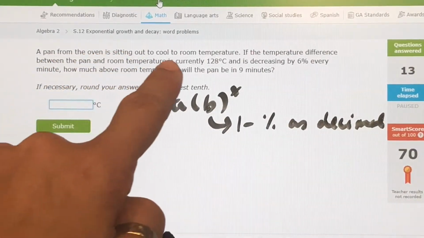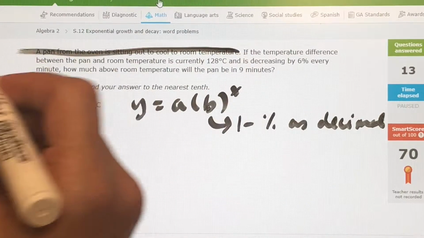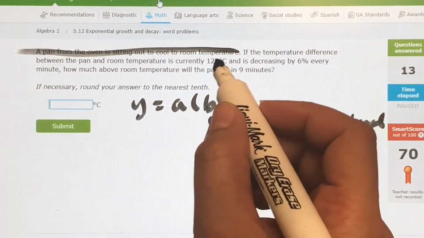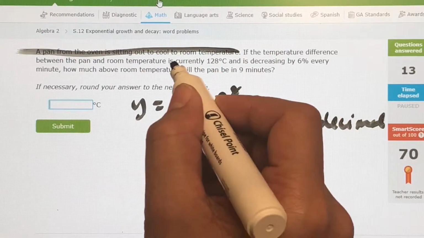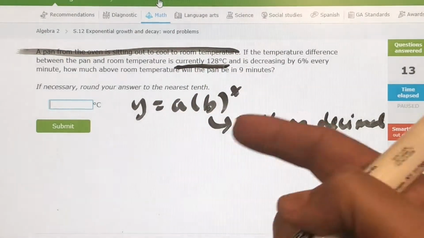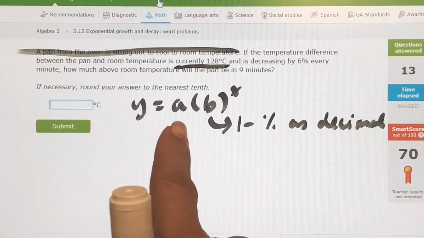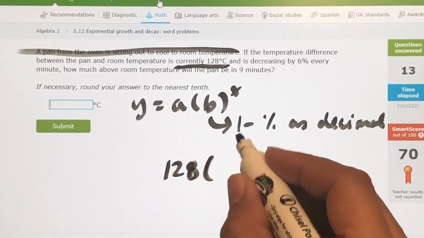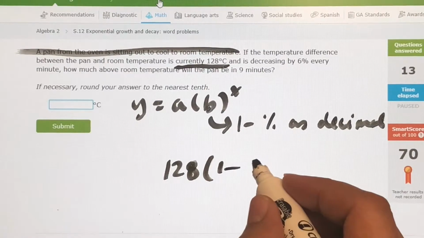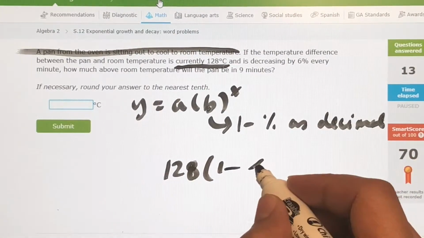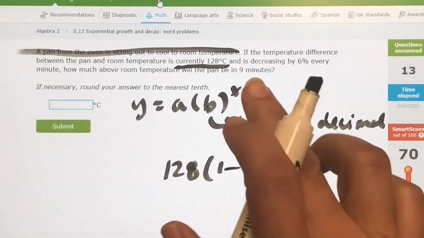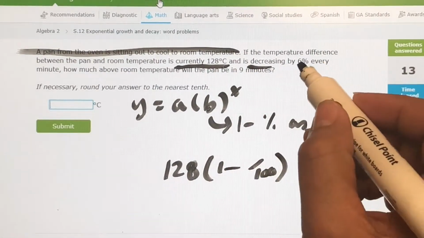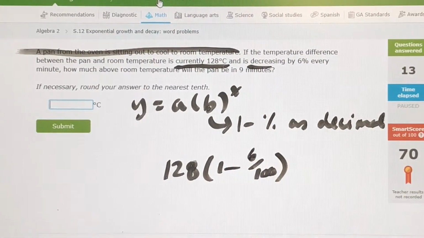So a pan, blah, blah, blah, cool at room temperature. I do not need that at all. The temperature difference between a pan and room temperature is currently 128. So if it's currently that, what do you think that is? That's your starting. So my starting is 128, and then I'm going to have 1 minus percent, which again, to make anything into a percent, you just divide by 100. Okay, so it's decreasing. That's how I know I'm subtracting. All right, at 6%. So that's my 6%.